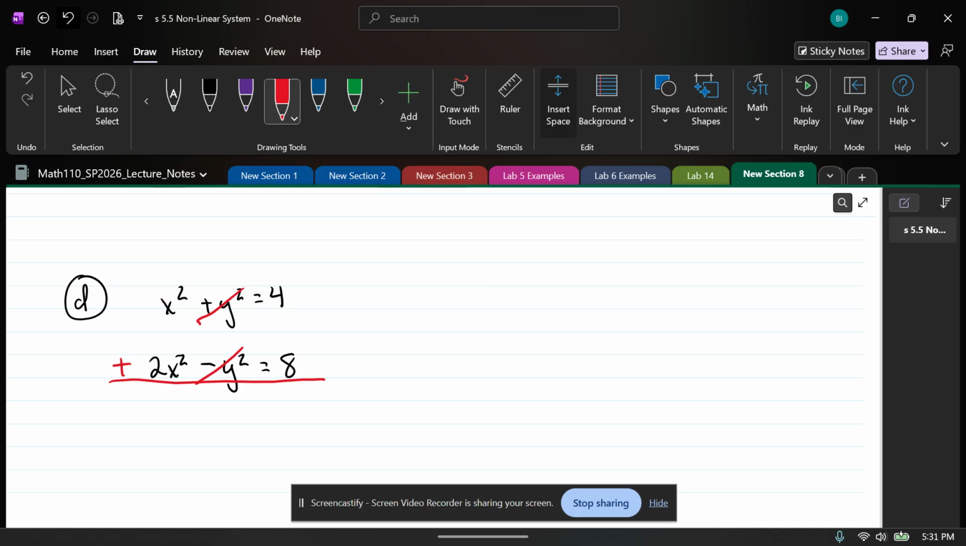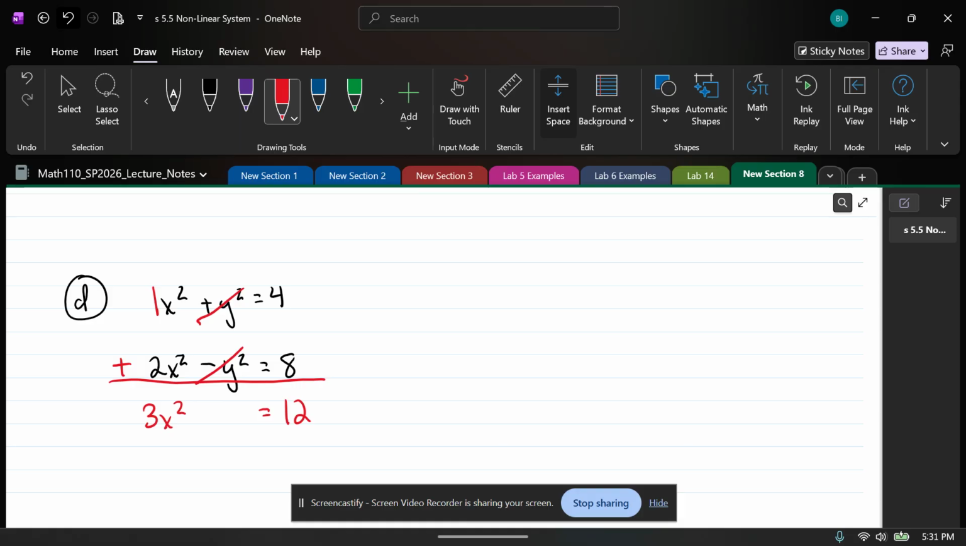What is 1x squared plus 2x squared? Those are like terms, aren't they? So that's 3x squared. What is 8 plus 4? 12. All right, I've got an equation that only has x in it. It's got x squared in it, but it's only an x. There's no y's or anything else going on. Now all I have to do is solve that equation to get my x answers.